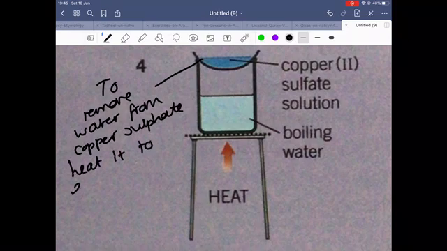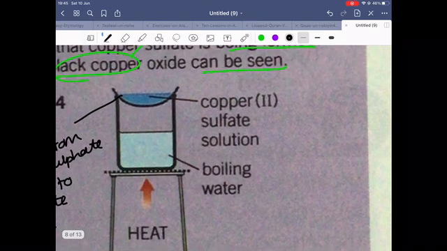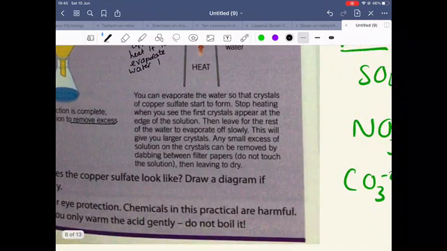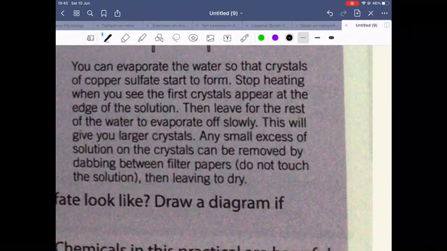And you need to justify each part of it. So why did we use excess? Well, to make sure the reaction is complete. Why did we warm the acid? To speed up the reaction. Why did we use filter paper? To remove undissolved solid. And then why did we heat it? Well, to evaporate the water. So this is a required practical that we have done in class, and you need to know the full method.